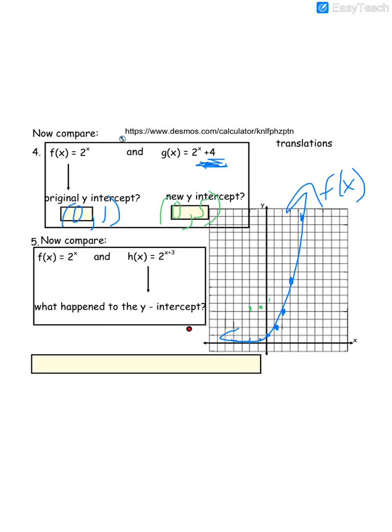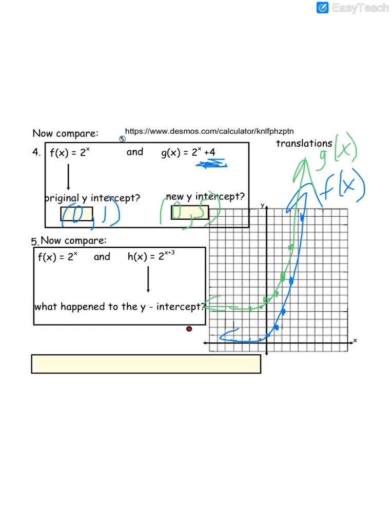This is going to be 1, 6, 2, 3, 4, 5, 6. I can't get this one. This one's not going to fit because it's like 20. So it's going to go like that. And that is my g of x.